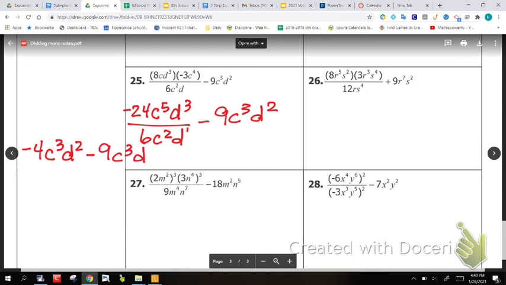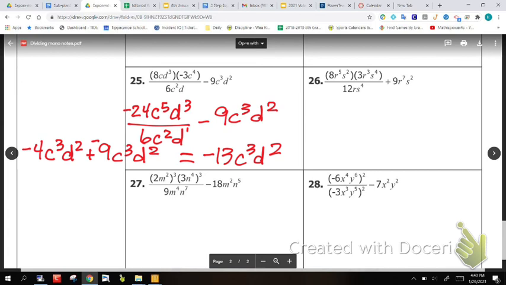Now I'm down to subtraction, and they are like monomials. They have the same variables to the same power, C to the 3rd, D to the 2nd. Now remember, when you add or subtract monomials, you only add or subtract the coefficients. So I'm going to add the opposite here. Negative 4 plus negative 9 is negative 13, and then the variables and the exponents stay the same. So you had your subtraction, you had your product rule, and you had your division rule. All right, now 27.